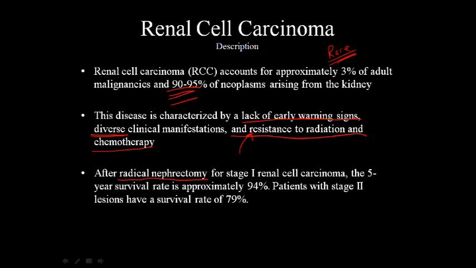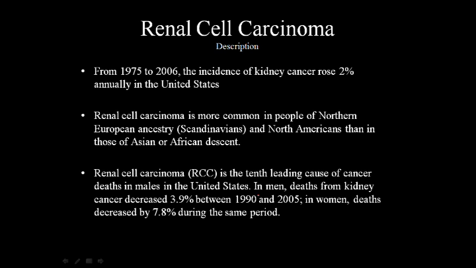The 5-year survival rate for stage 1 is 94%. So excellent survival rate for stage 1. Stage 2 has a survival rate of 79%. But notice that we have experienced a 15% decrease in just one stage. And so that kind of tells you where you're going with renal cell carcinoma.